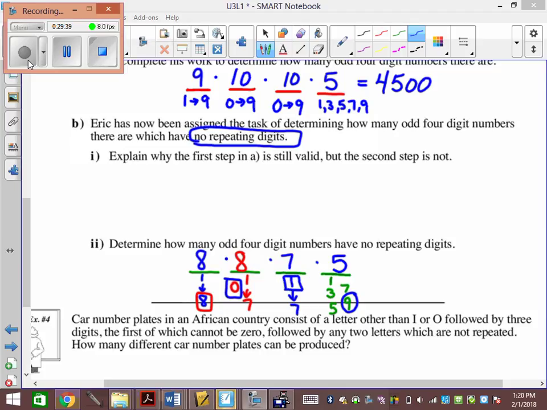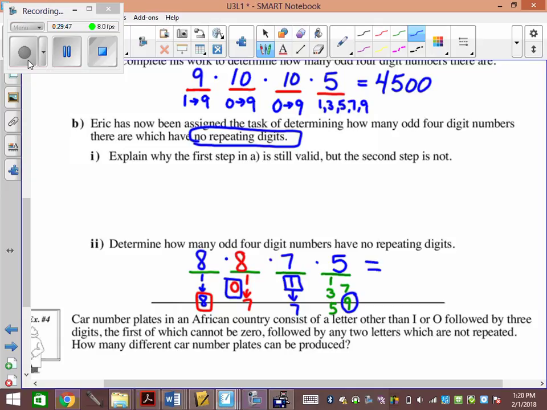Is that the only number? No, that was just one option, right? How many options are there actually? 8 times 8 times 7 times 5. How many odd 4-digit numbers are there that have no repetition? What's 8 times 8 times? Is it less than the previous one? Yeah, and it should be. We took out a whole bunch of options where we literally can't even have 1, 1, 3, 5, right? Because we can't have any repeating digits. So it knocks out a lot of options.